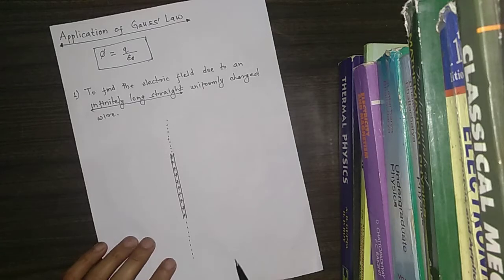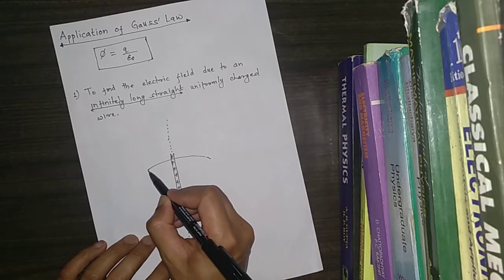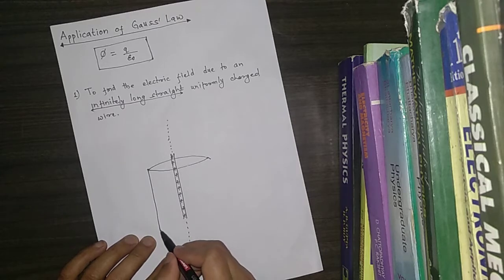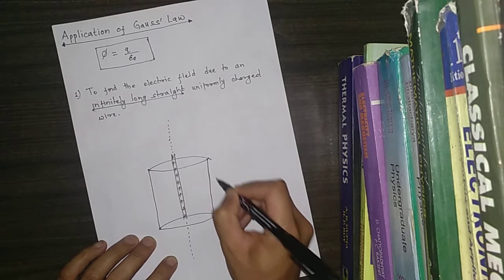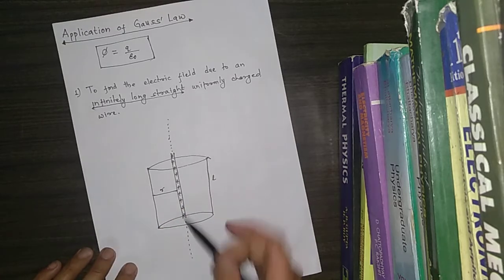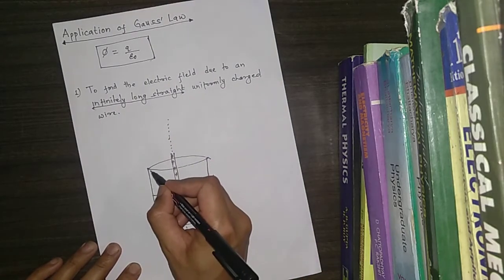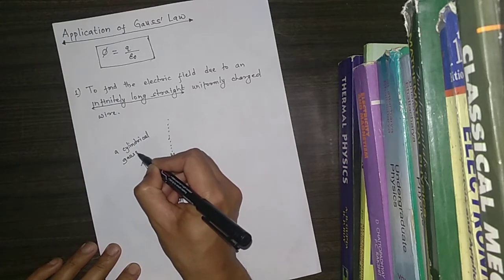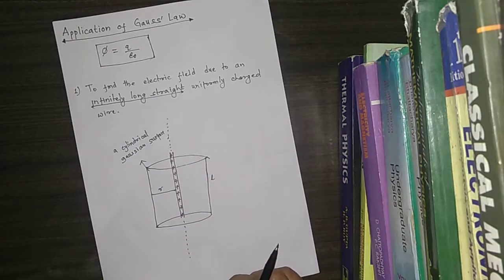Now what we will do here is consider a cylindrical Gaussian surface around this wire, whose length is L and whose radius is R. So I have considered our infinitely long straight uniformly charged wire, and around this wire I have considered a cylindrical Gaussian surface of length L and radius R.